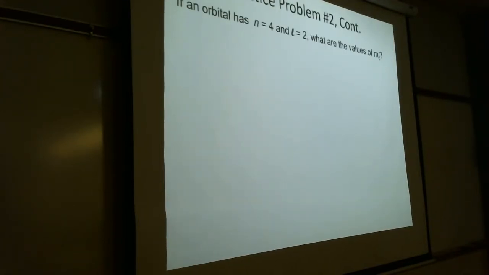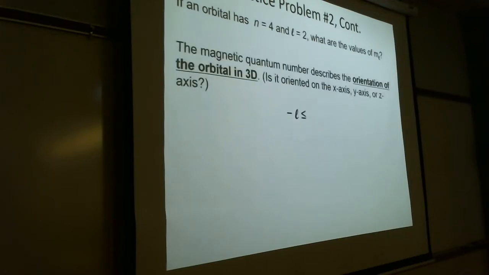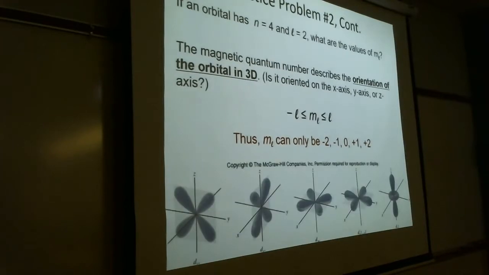Okay, if N equals 4 and L equals 2, what are the values of M sub L? What do you look at to determine M sub L? Is it N or is it L? You can always remember L is part of M sub L, right? So you look at L. So what are the possible M sub L values if L equals 2? All right, -2 to +2. N has nothing to do with M sub L, right? Because M sub L is the number of orientations, and that comes from what type of orbital you're looking at. Make sense? So those are the 5 orientations.